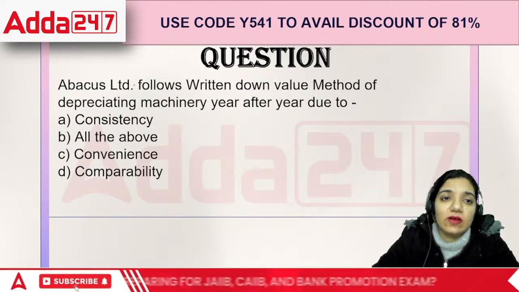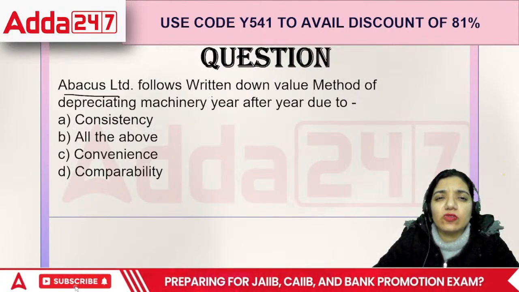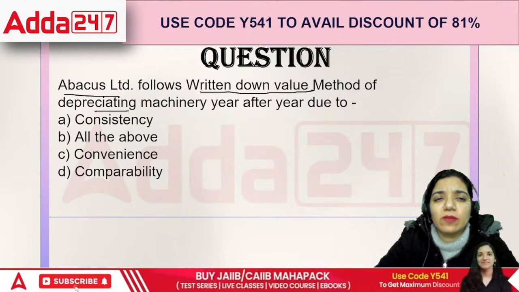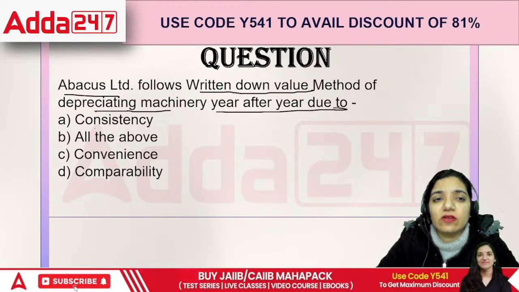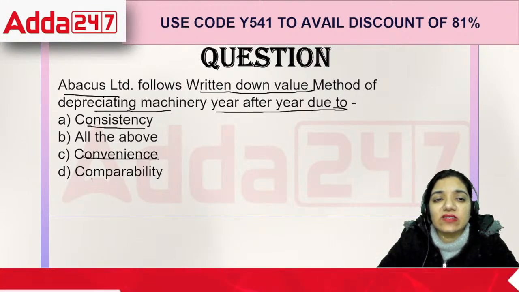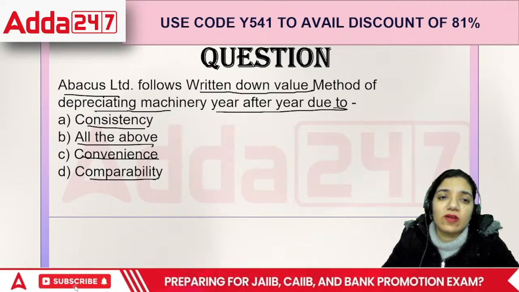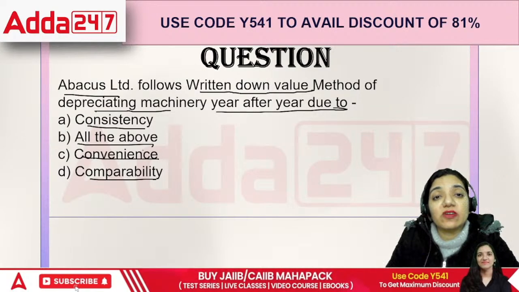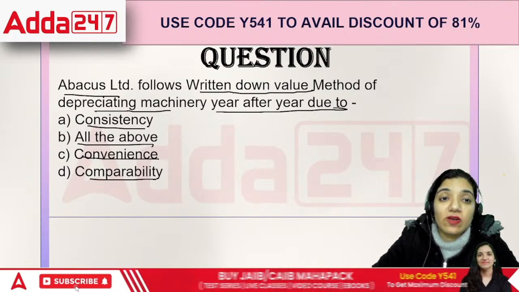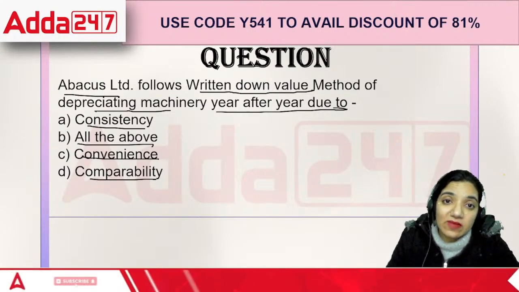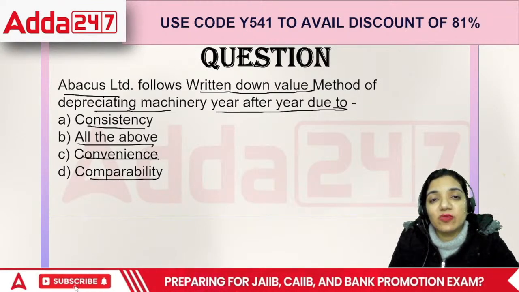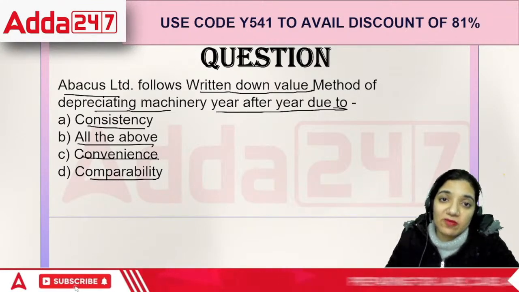Then, Abacus Limited follows a written down value method of depreciating machinery year after year due to consistency, convenience, comparability, or all of the above. Abacus Limited follows written down value. An organization is following a specific method. This is also in Module A. This is something that we'll be talking about in the upcoming classes as well.